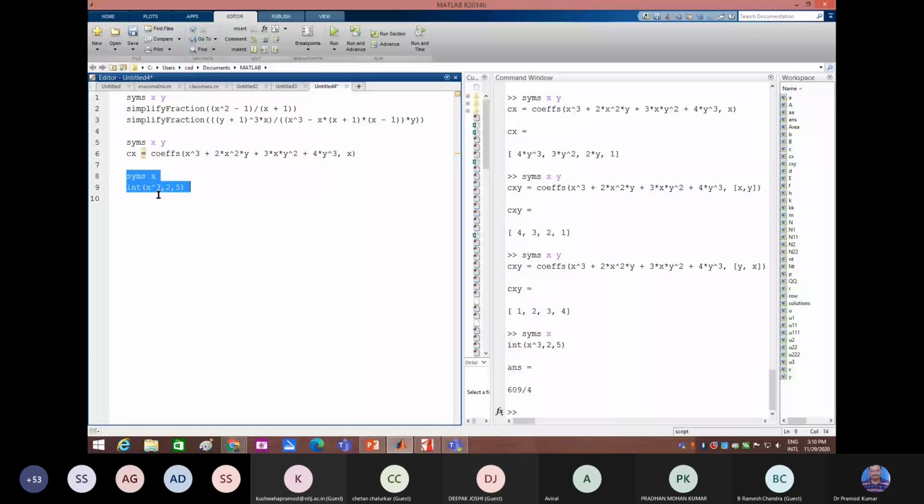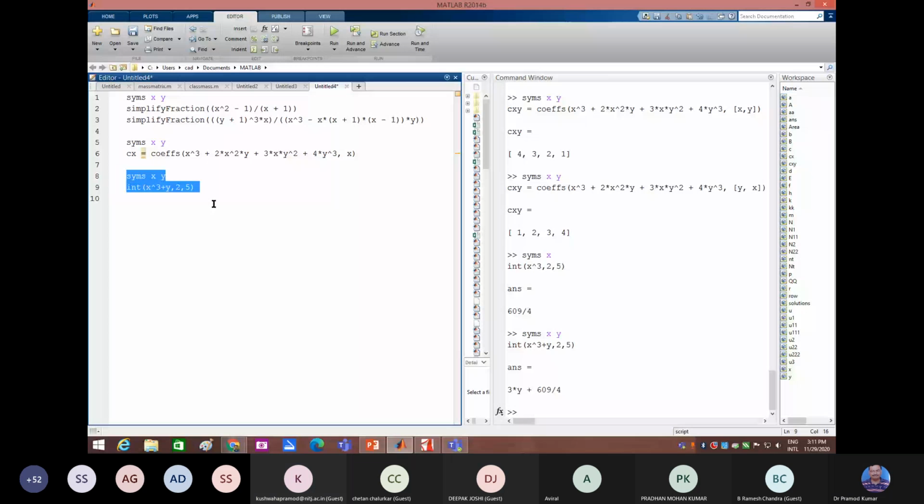Now we want, let us say, x cube plus y. Integrate from 0 to 2 to 5. What will be the answer here? We can check. 3y plus 609 by 4. Y is assumed as constant term.